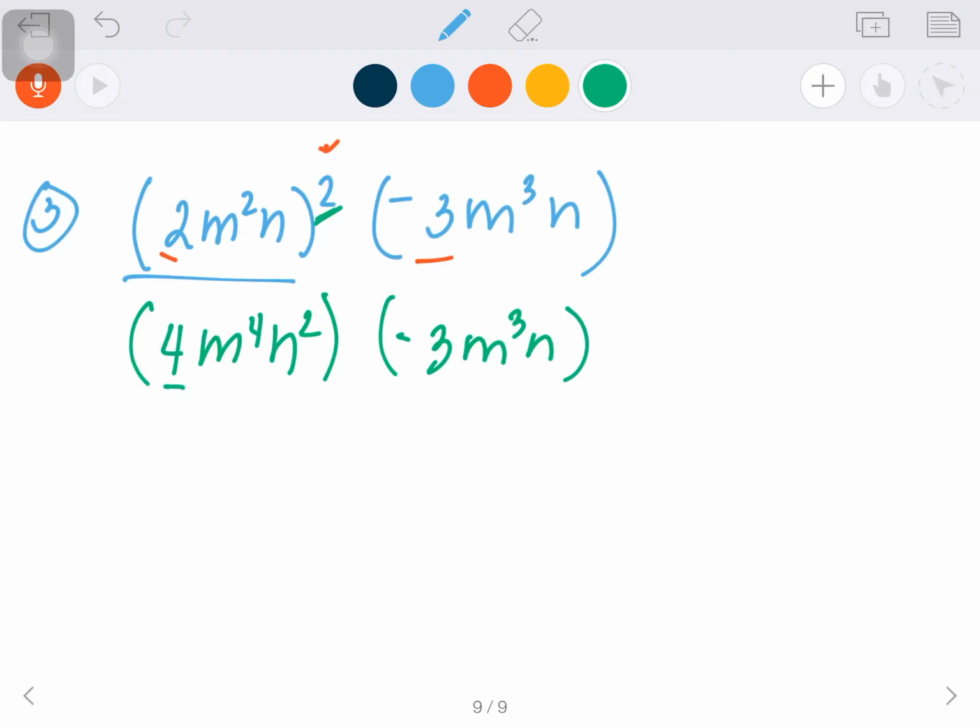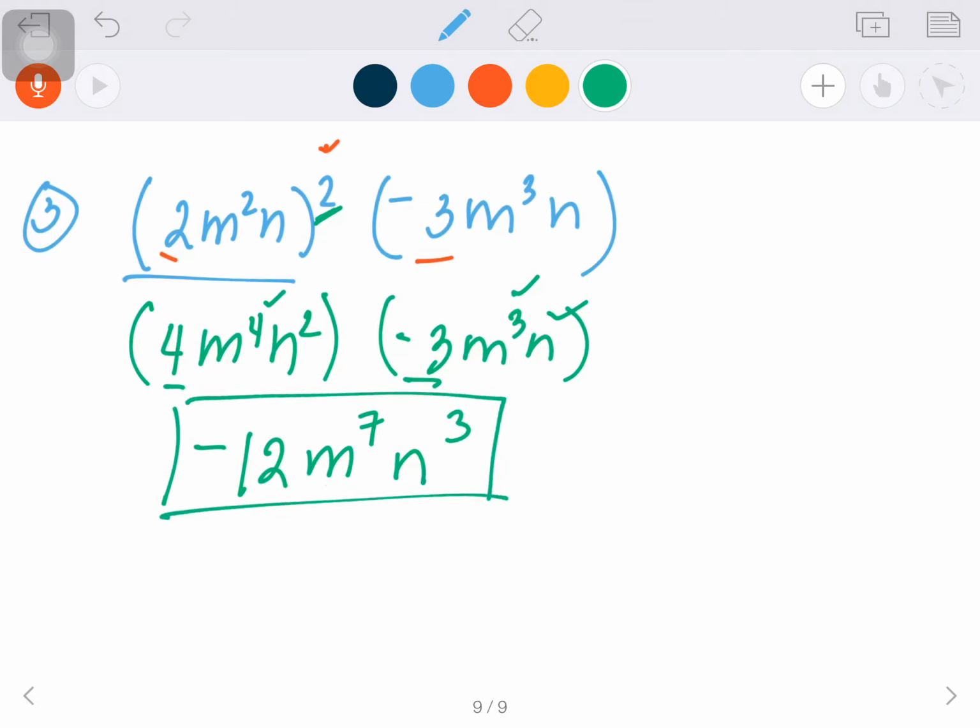So this will be 4 and negative 3 gives us negative 12. m to the 4th and m cubed makes it m to the 7th. And n squared times n is n cubed. That is your final answer. So basically, this example shows you that we still do follow what we call before in elementary the GEMDAS rule, wherein the grouping symbols and the exponents would still apply before you multiply.